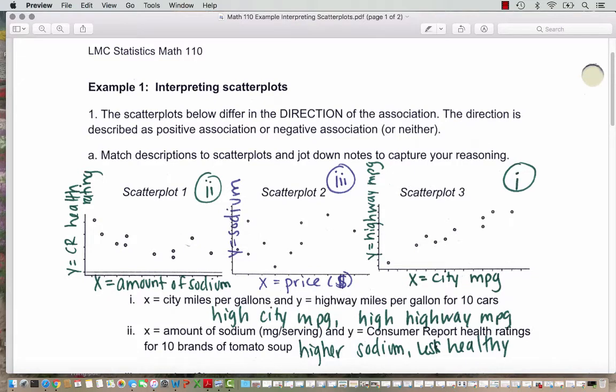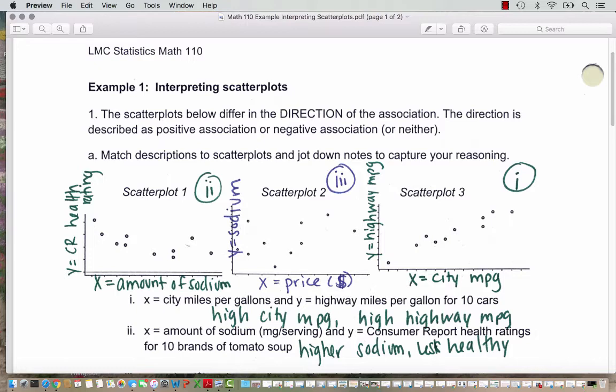In this example, we will interpret scatterplots. Earlier in the statistics course, we looked at scatterplots when we were learning about graphs for quantitative data. So recall that a scatterplot compares two quantitative variables on the x and y axes. And we've talked about association with scatterplots.